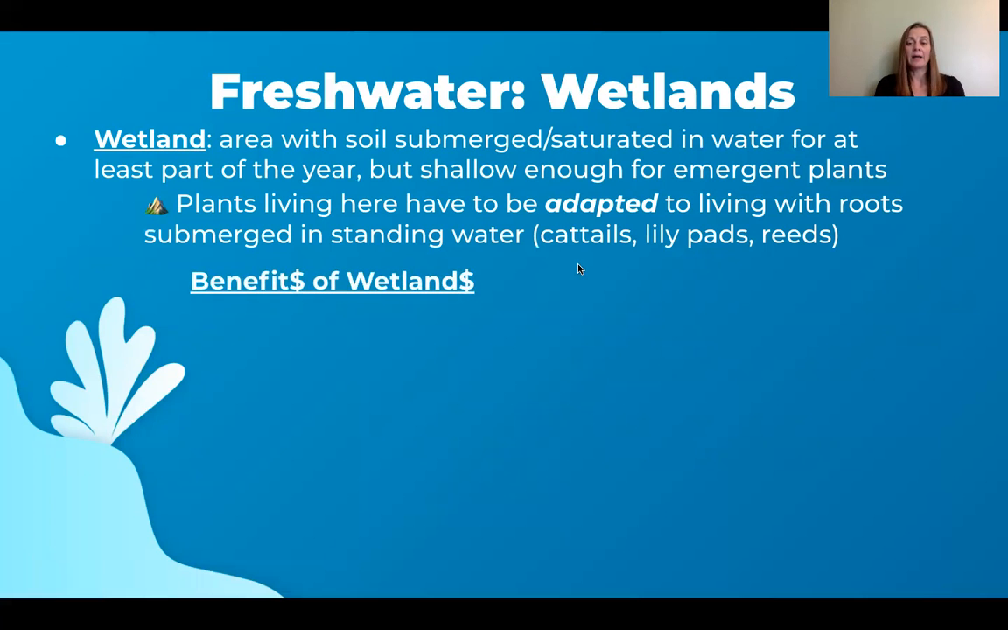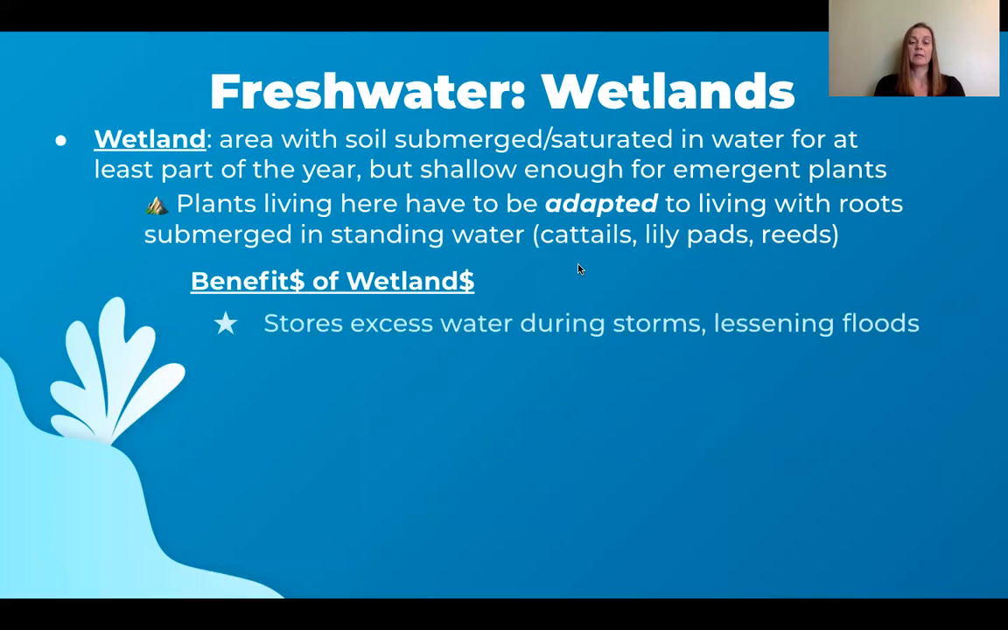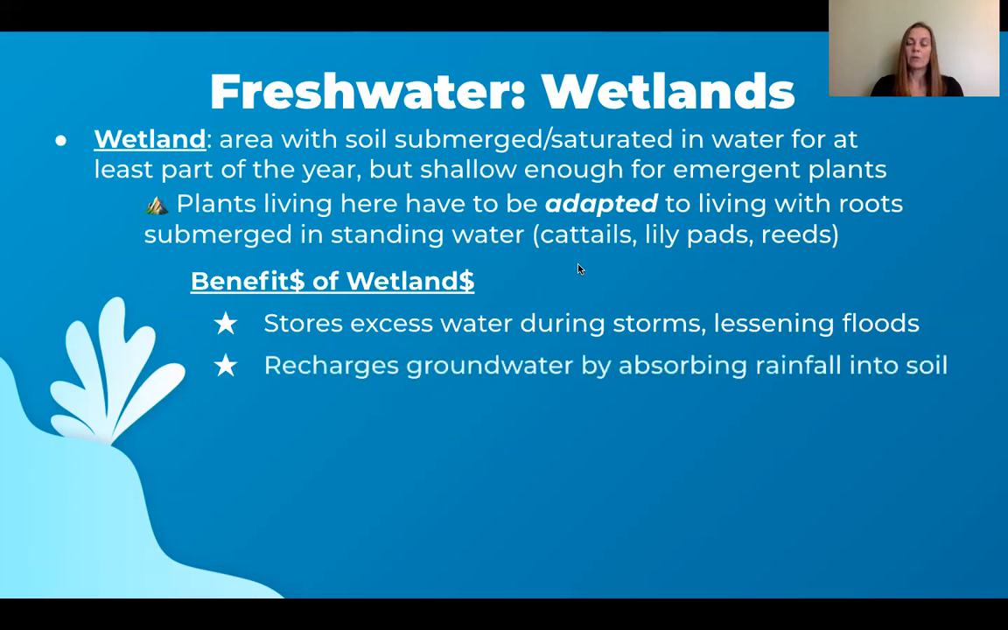Wetlands have a lot of benefits, and a lot of those benefits are financial, economic benefits. Wetlands store excess water during storms. That tends to decrease the severity of flooding. They recharge groundwater because by holding water for a long time, they allow the rainfall to absorb into the soil rather than simply running off into surface water.